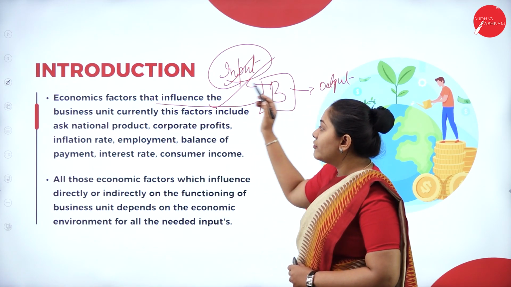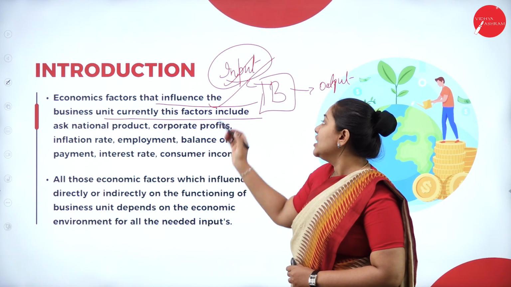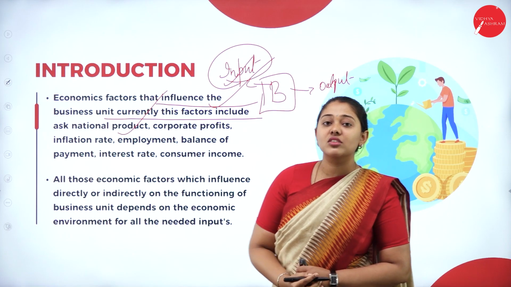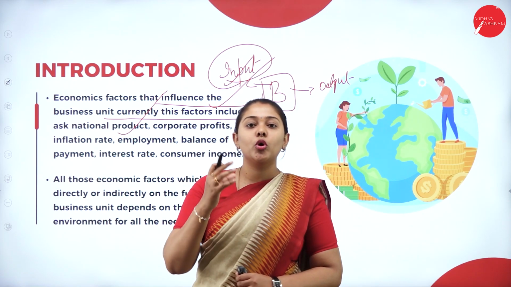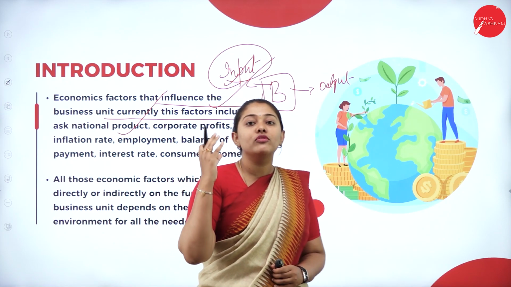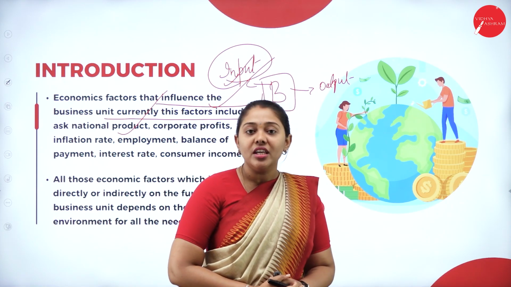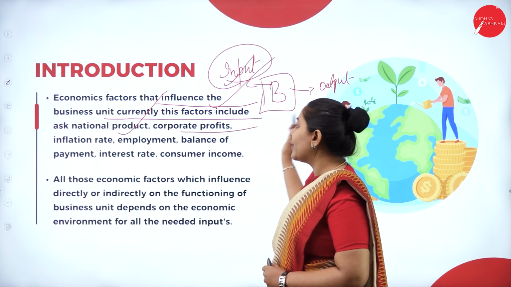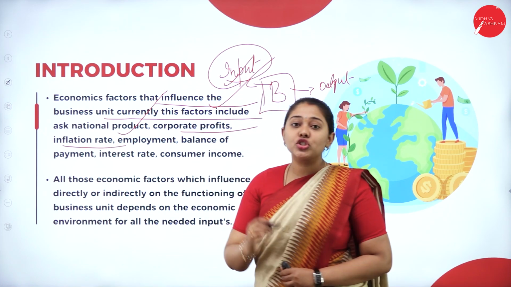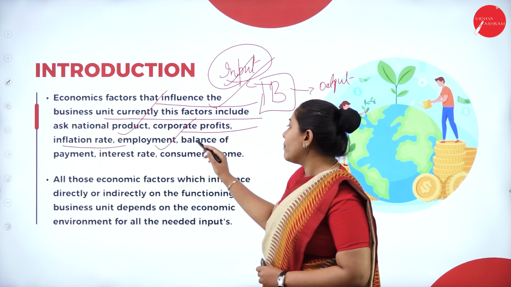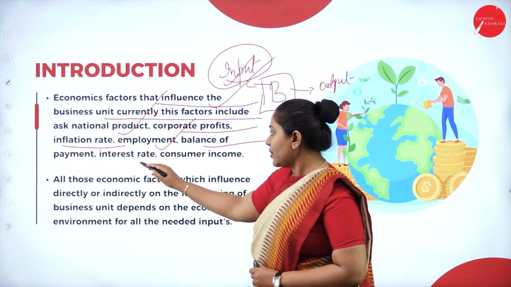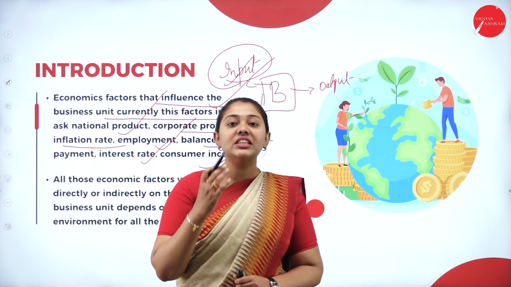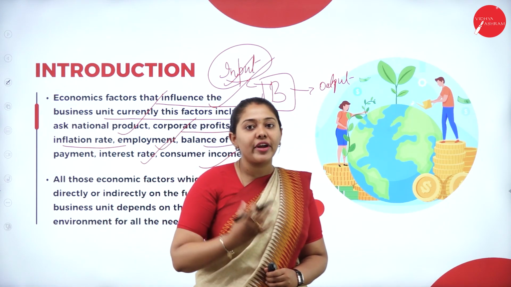Economic factors that influence the business unit currently include national product and GDP. What is gross domestic product? It is the sum total of all the goods and services that are produced within a year. That is gross domestic product. Other factors are national product, corporate profits, inflation rate, deflation rate, employment, balance of payment, interest rates, and consumer income, that is per capita income. All these are factors which will affect the business.